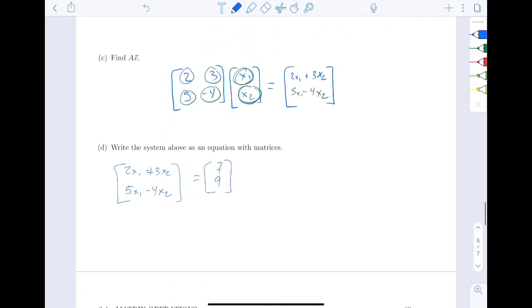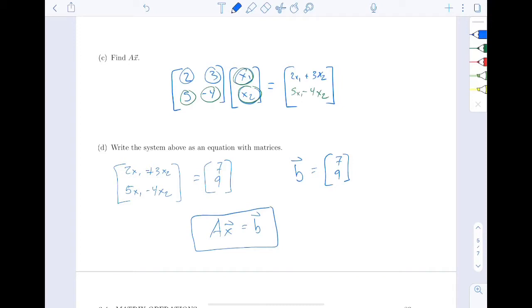So what we're going to do in general is say, let B be this vector that is the answer column over there. Then we'll say that AX is equal to B. And so that is how this multiplication of matrices gets along with the system stuff that we've been doing before.